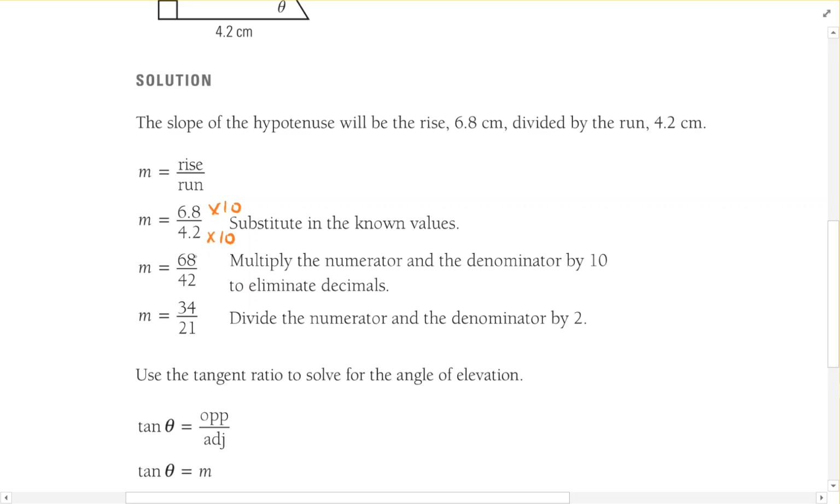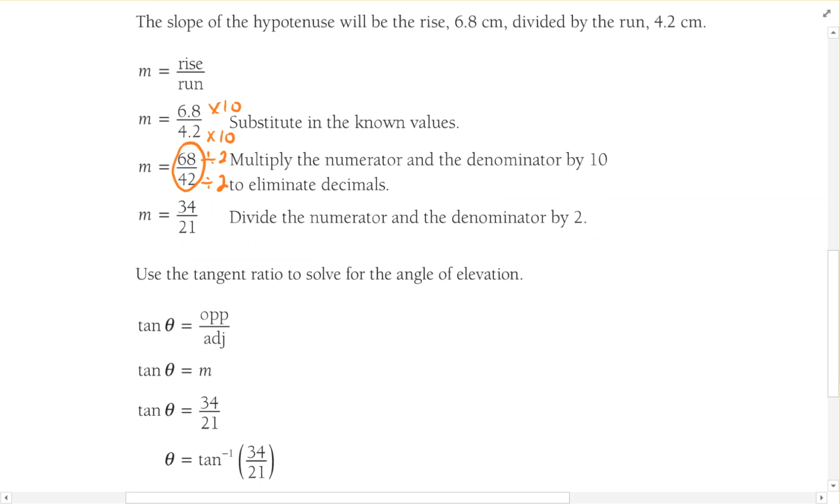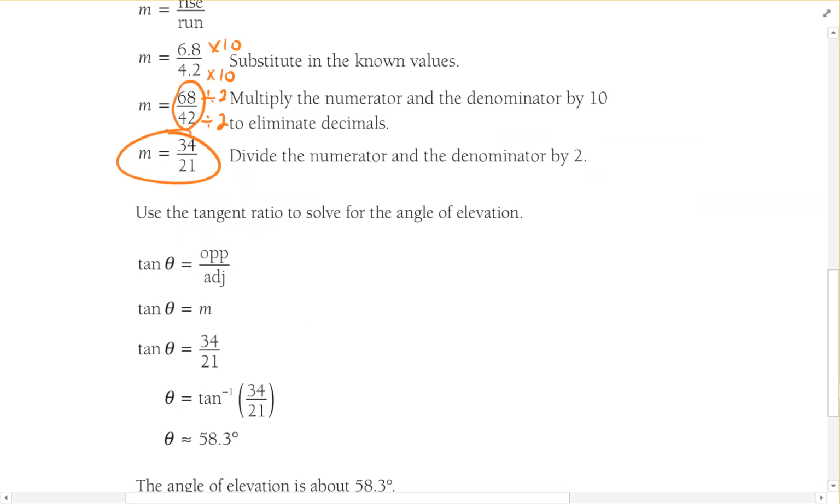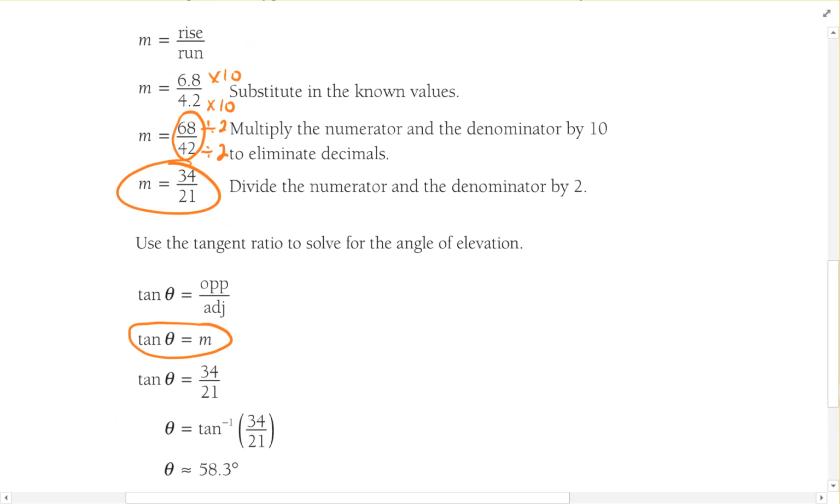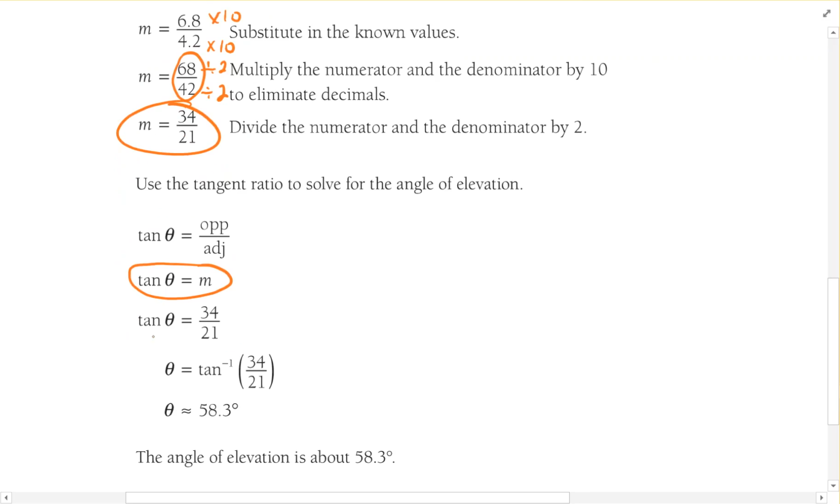And then the last step we'd want to do is just simplify this fraction. So we can divide the top by 2 and we can divide the bottom by 2, and we get 34 over 21. So this is our slope: m is equal to 34 over 21. Now remember that the tangent of that angle we're looking for, this one, is equal to the slope. So tangent of that angle is equal to what we just found, 34 over 21. Now you just need to use your calculator to do that inverse tan thing: the inverse tan of 34 over 21 is 58.3.